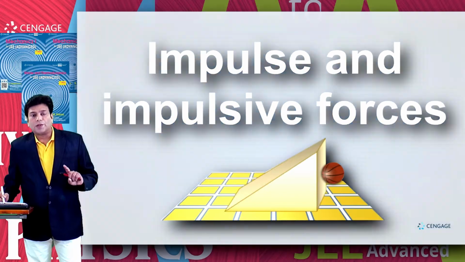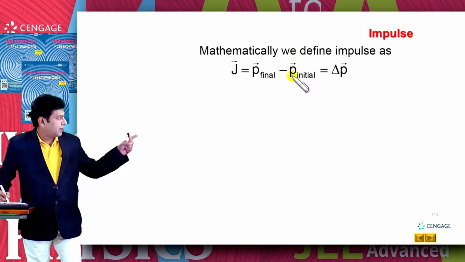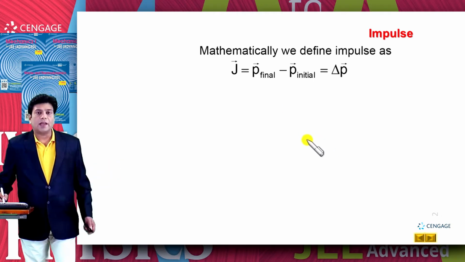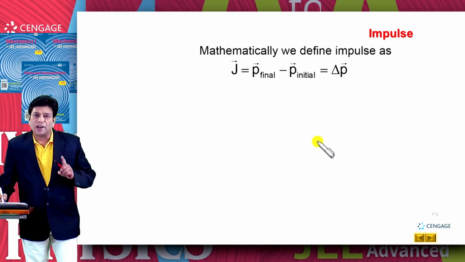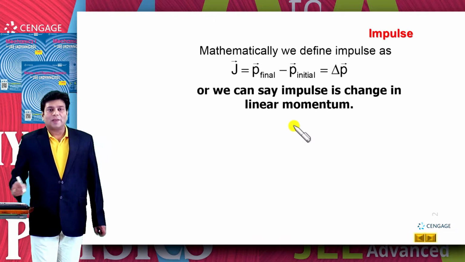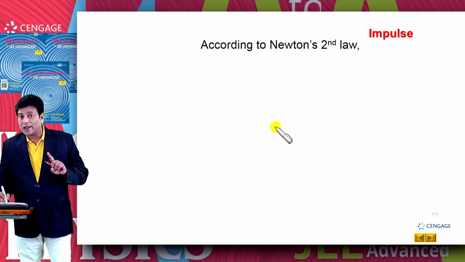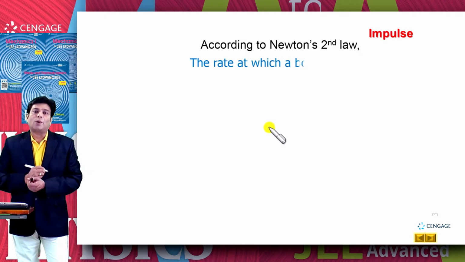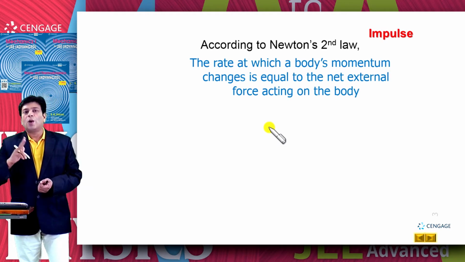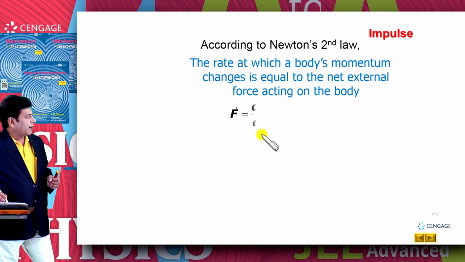Mathematically, we define J equal to final momentum minus initial momentum, where we define final momentum as P final and initial momentum as P initial. So, we can say the impulse is nothing but the change in linear momentum. Now, again come to Newton's second law of motion. According to Newton's second law, the rate of change of the linear momentum is equal to the net external force acting on the system. So, mathematically we can write F equal to dp by dt.